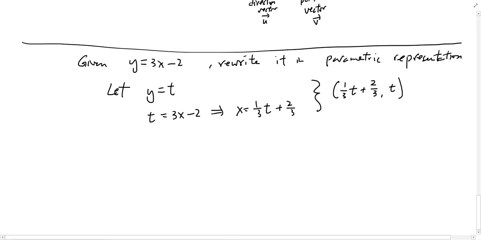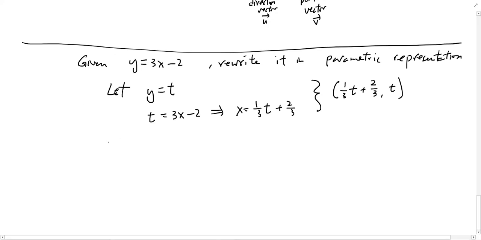And so now what I'm going to ask you to do is go through the process of writing it into parametric representation and identify the direction and the position vector. So pause the video and go do that. And once you're done, you can go back on and see how I do it. Okay, so I'm going to go ahead and do it because you can pause the video.